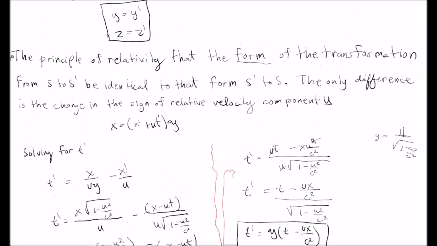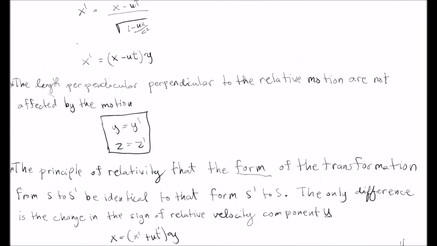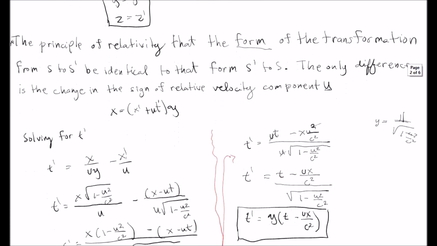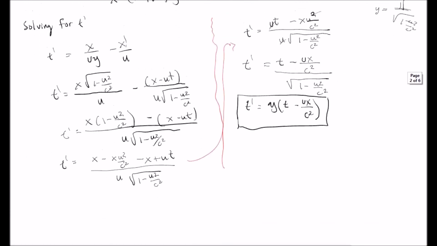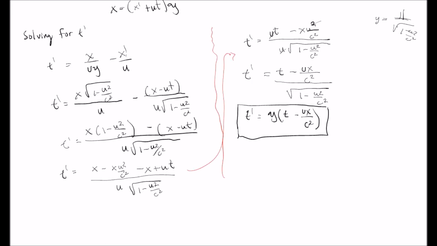This x prime is what? x prime equals x minus ut times gamma. So let us substitute x prime by that expression. And what is this gamma again? That's 1 over the square root of 1 minus u squared over c squared. Then x prime, so this is minus x minus ut over u times the square root of 1 minus u squared over c squared. And this 1 over the square root of 1 minus u squared over c squared is the expression, is the gamma.